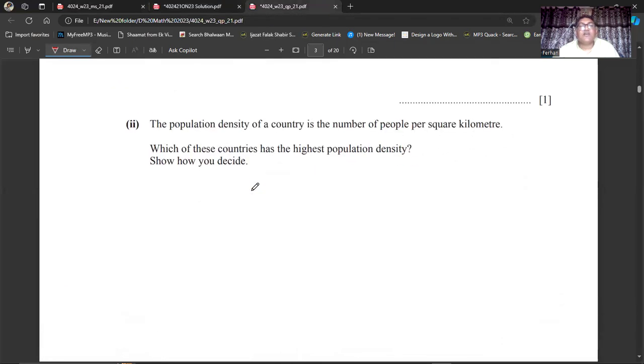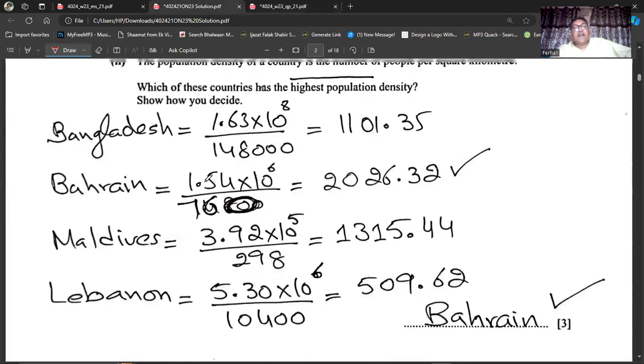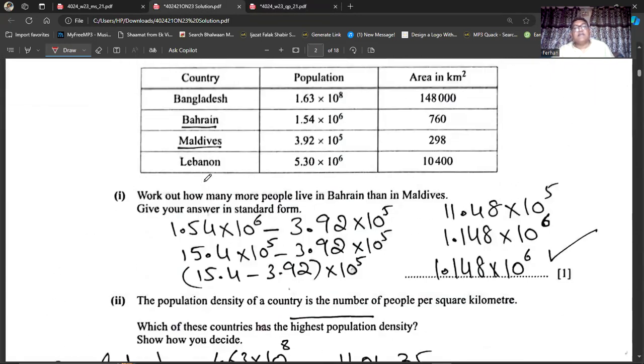This is the second part of the D. The population density of a country is the number of people per square kilometer. Which of these countries has the highest population density? Show how you decide. It's a 3 marks question. So we have to find out the population density of all the 4 countries, and then we will decide which one has the highest population density. The formula for the population density they have given in the question, and that is the population divided by the area. So what we will do, we will find out the population density for all of them. That data is given in that table.